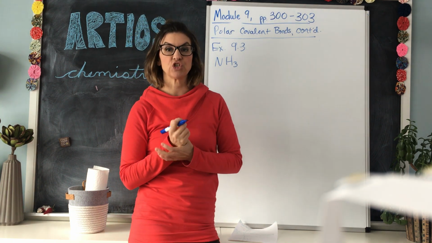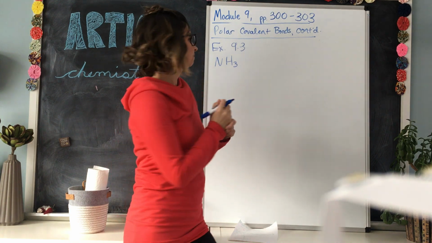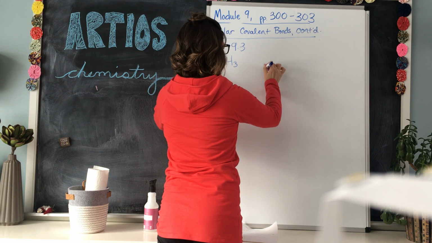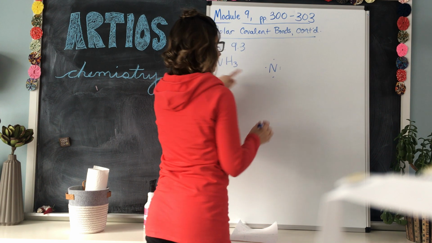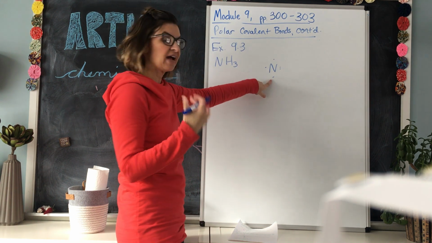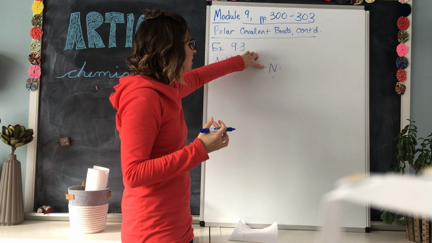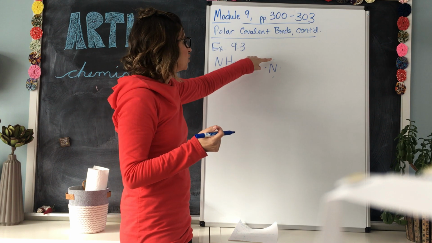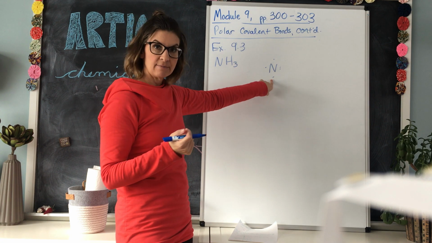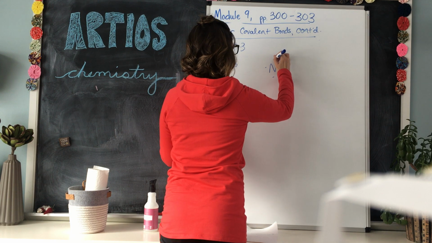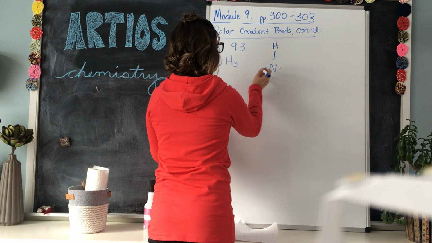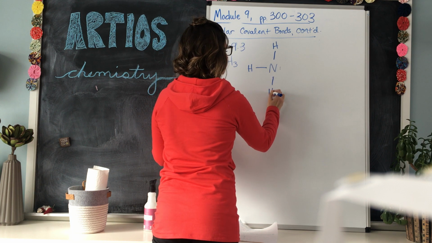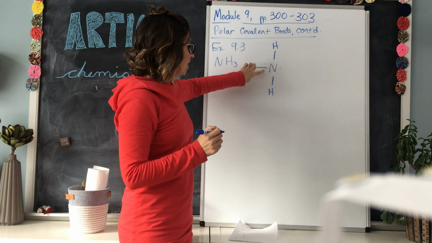Okay, so the first thing we have to do is draw out the Lewis structure. Nitrogen will be in the center because it has the most unpaired electrons. It has 5 valence electrons, but it has 3 unpaired electrons. So you can see that that is where the covalent bonds will come in for the hydrogens. So we can add the covalent bonds with the hydrogens: 1, 2, 3 hydrogens. So here are the covalent bonds.